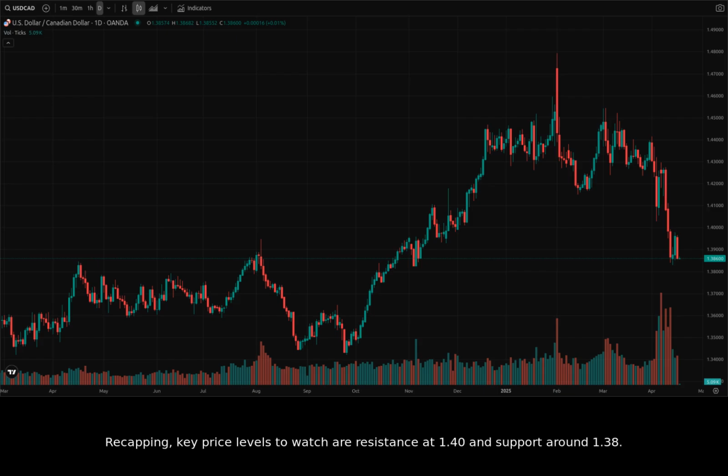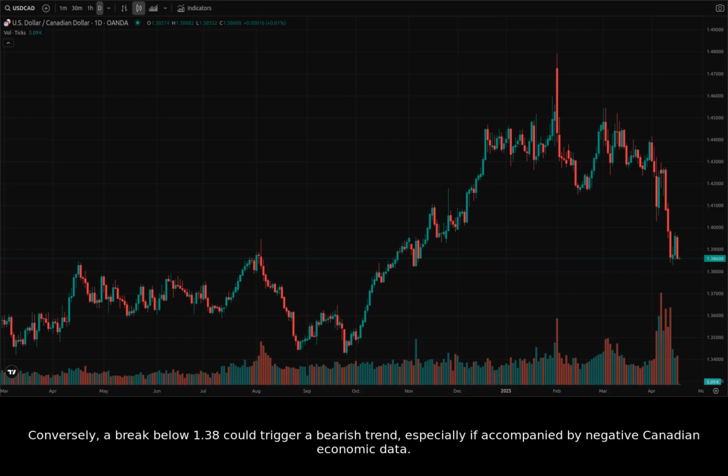Recapping, key price levels to watch are resistance at 1.40 and support around 1.38. A break above 1.40, with strong volume, would increase the likelihood of further bullish movement. Conversely, a break below 1.38 could trigger a bearish trend, especially if accompanied by negative Canadian economic data.